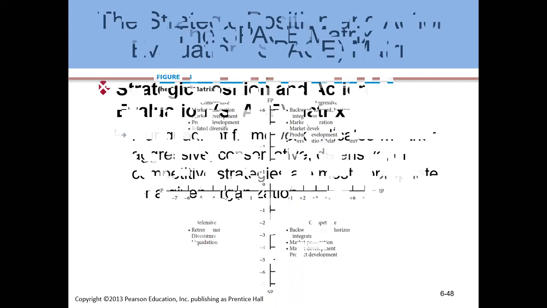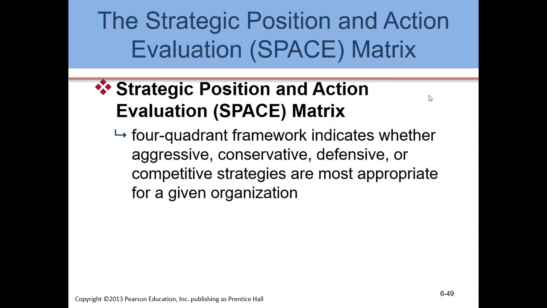Now let's start the space matrix in detail. The strategic position and action evaluation matrix is a 4-quadrant framework which indicates whether aggressive, conservative, defensive, or competitive strategies are most appropriate for a given organization.